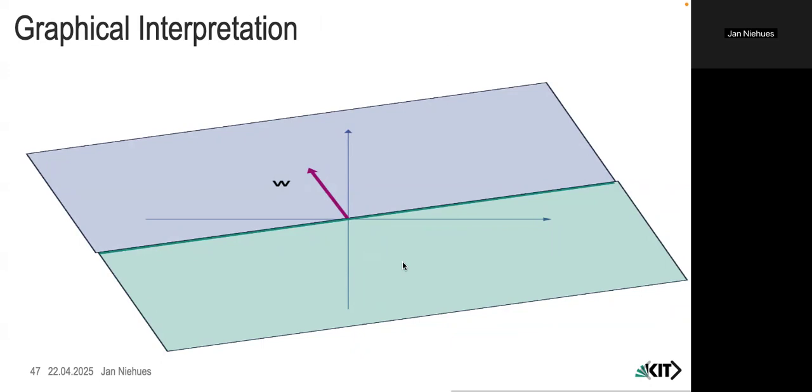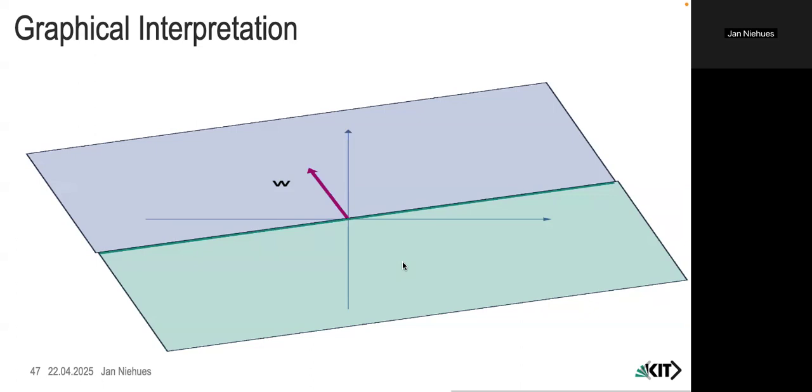So if your X is somewhere in the green one, the product of W and X will be negative. And if the value of W and X is positive, the X has to be somewhere in the blue part. Of course, you can extend it. That is showing you why they are called linearly separable. So you always in the end have this linear line which differentiates between positive and negative outcomes.